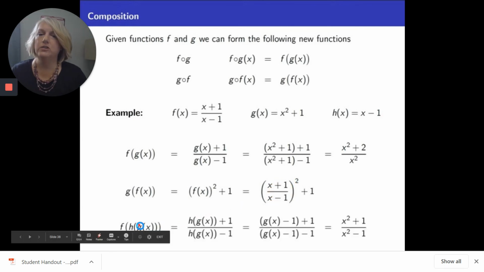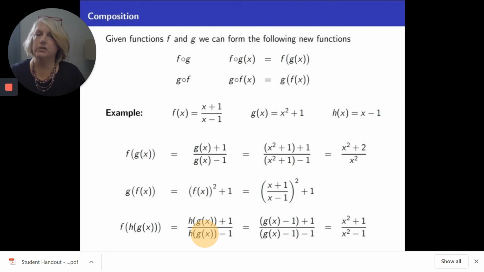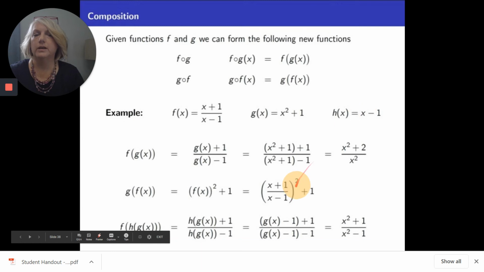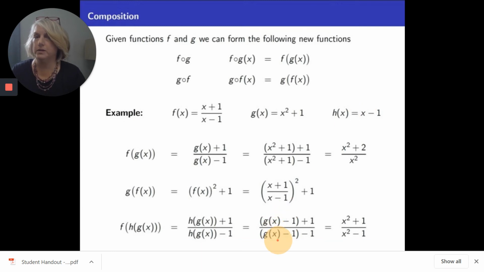All right, and then our next one down here, when we take a look at this one, we have a composition of 3 functions. So I have h of g, and that's what's going into f. So notice that f, the fraction, wherever there was an x, I now have h of g. Now g is going into h, and remember that h is this x minus 1. So now it's g minus 1 and g minus 1. So that's what gets put there.